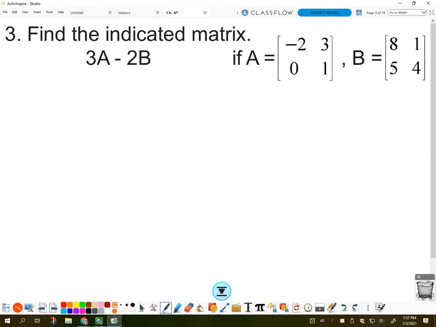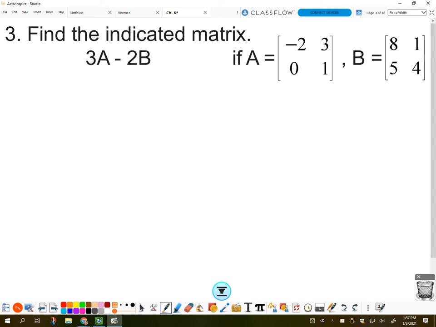Alright, so find the indicated matrix. To add and subtract matrices, you're just going to add or subtract things that are in the same place. And to multiply by a scalar, you're just going to take your matrix and multiply all of the pieces by the number on the outside. So we're going to do all of those things at one time because they're pretty easy.